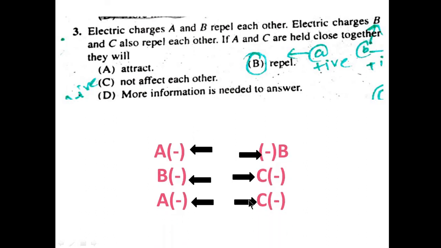Next question is question number 3. Electric charges A and B repel each other, so it means that they have similar charges. I write here A and B as negative charges, you can also take them as positive charges. Electric charges B and C also repel each other. If B is negatively charged and C is also repelling, it means that C would also be negatively charged. Now if A and C are held together, then they will attract, repel, not affect each other, or more information. A is negatively charged, so is C, that's why they will repel each other, so option B is the correct option.